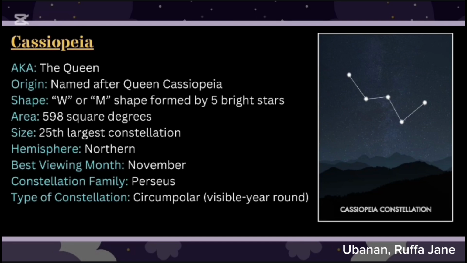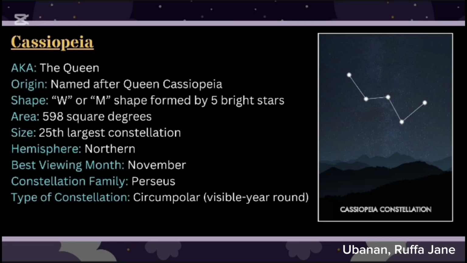This is because it's located near the North Star, and as the Earth rotates, Cassiopeia appears to circle around the celestial pole. The brightest star in Cassiopeia is Alpha Cassiopeiae, also known as Shedar. It's a red giant star about 230 times larger than our Sun. It's located at the lower right corner of the W shape.